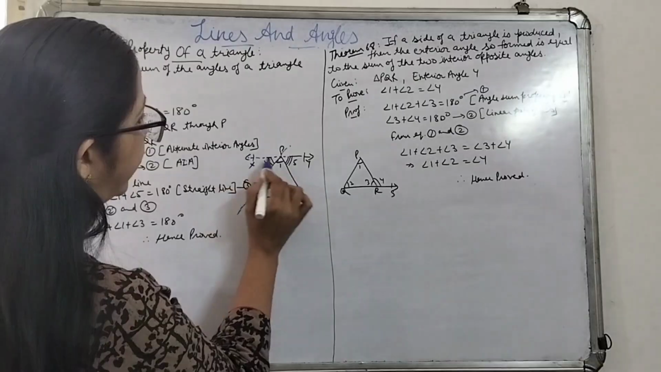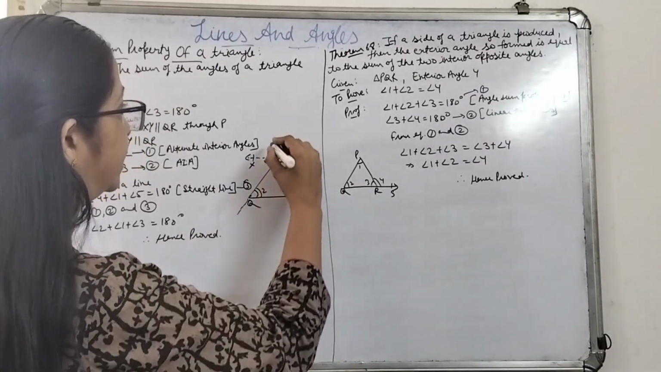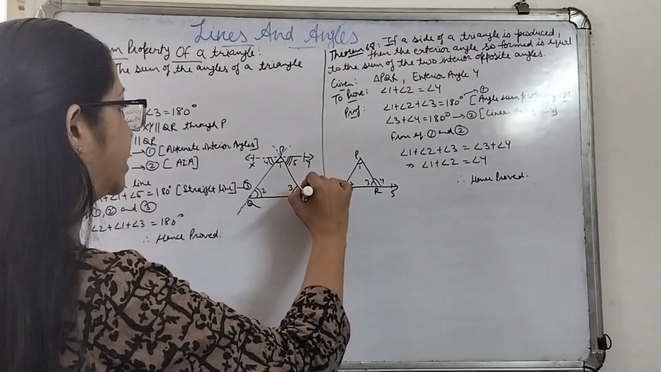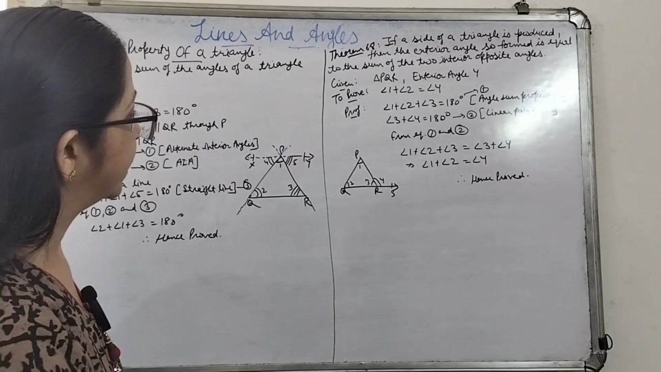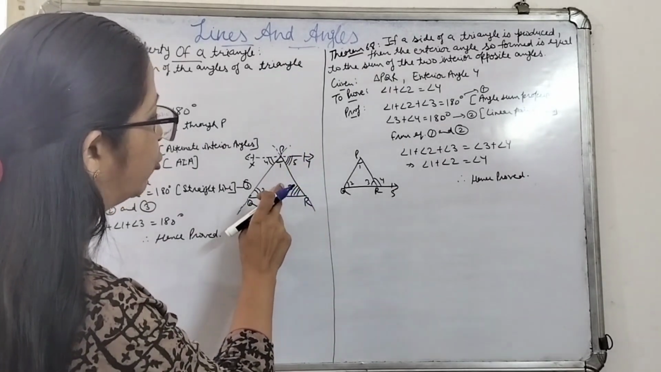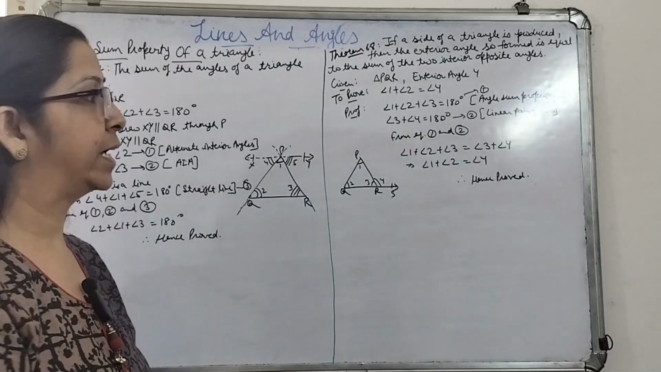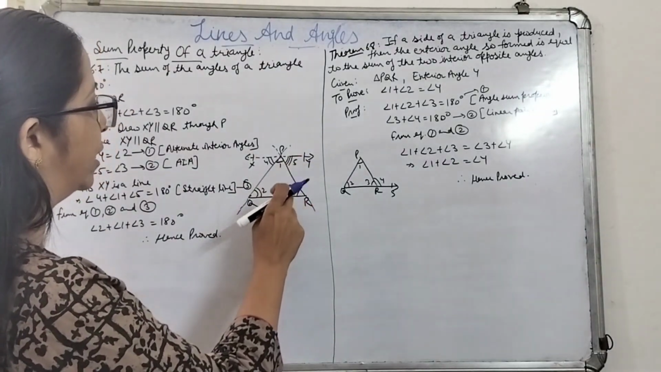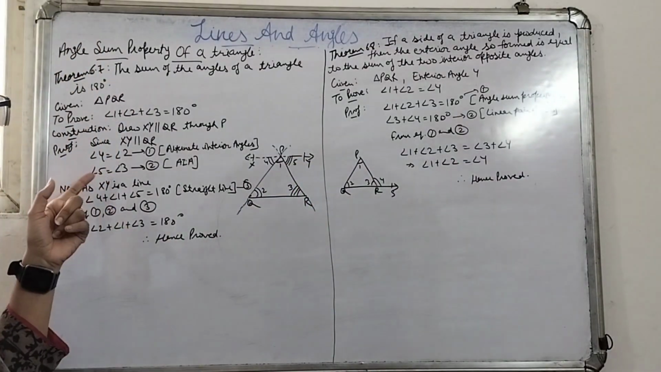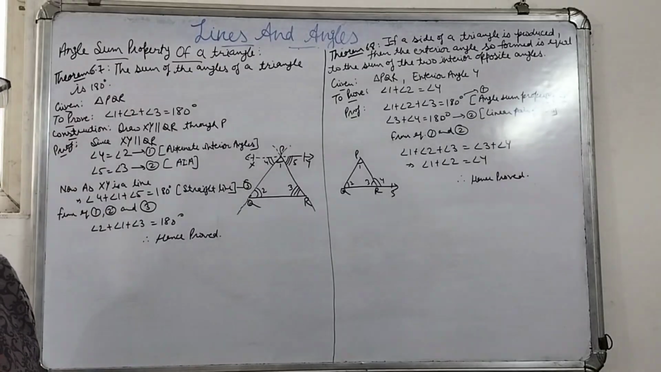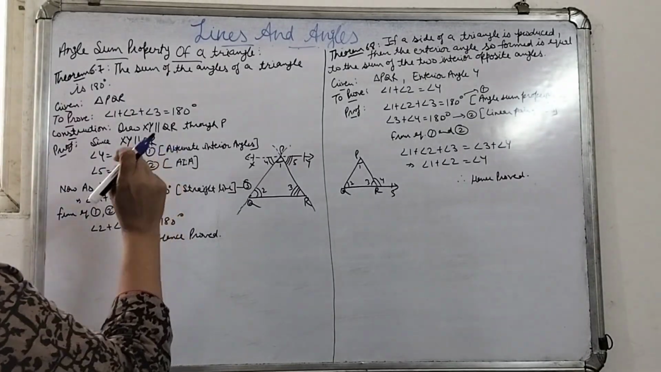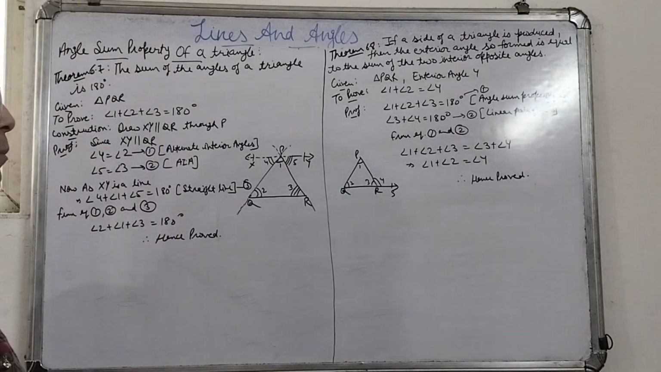Similarly, if we take XY and QR as parallel lines and we take this as the transversal, in that case angle 5 will be equivalent to angle 3 because they are again alternate interior angles. Angle 5 and angle 3 are alternate interior angles. That's the reason angle 5 will be equivalent to angle 3. Now suppose this is equation number 1 and this is equation number 2.